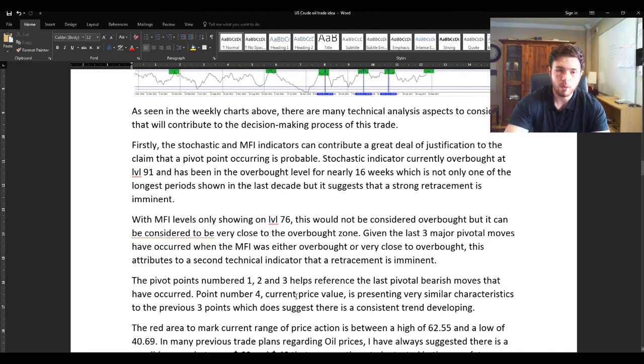Another thing I said is that with MFI levels only showing at level 76, this would not be considered overbought, but can be considered very close to the overbought zone. Given the last three major pivotal moves have occurred when the MFI was either overbought or very close to overbought, this attributes to the second technical indicator that a retracement is imminent.